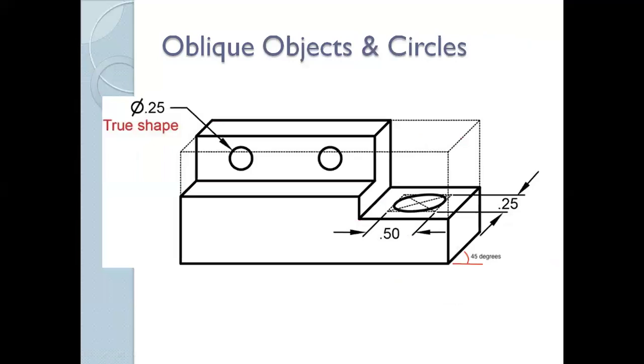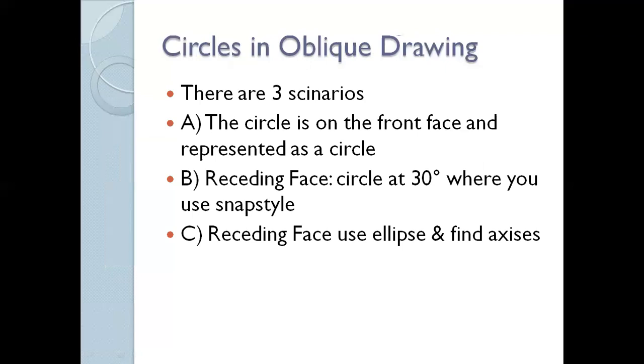So remember what I was saying about circles. On the front side, at 0 and 90 degrees, you'll get normal circles. But on the receding side, it's similar to the ellipses used in the isometric projection. So for circles in oblique drawings, there are three scenarios. The front face is the simplest: you find the center, and once you know the radius, you draw a circle. The receding face, where it is at 30 degrees, you could use the snap style and draw the ellipse once you have the center.